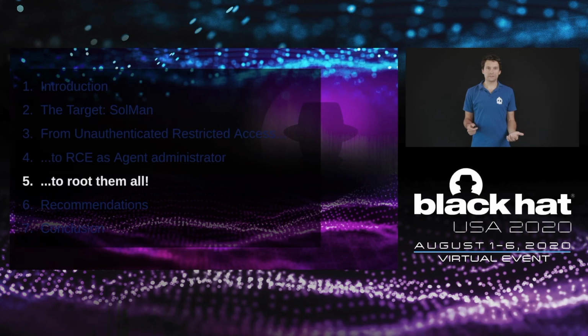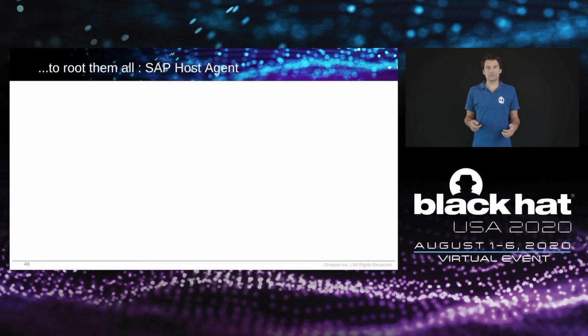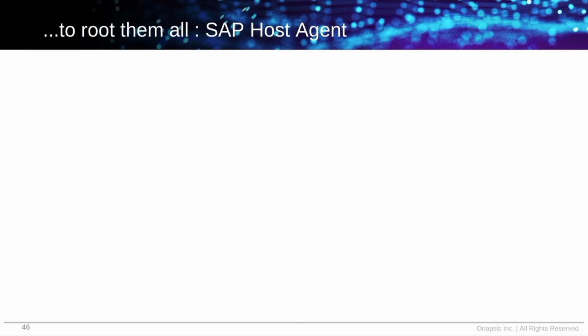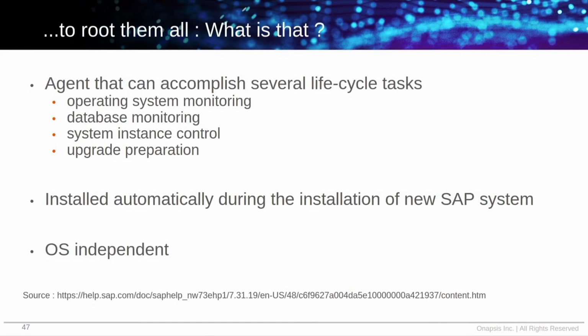Okay, so to understand the next step, how we would exploit them all, we need to introduce a new agent again. The name of this agent is SAP host agent. So again, this is a kind of component installed on every single SAP host, and it's OS independent and database independent. The purpose of this agent this time is to provide some life cycle tasks to administrators. So like monitoring, start instances, prepare for SAP upgrade or kernel upgrade, something like that. So this is a very powerful agent.